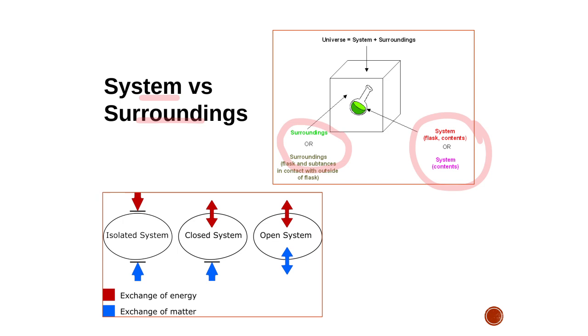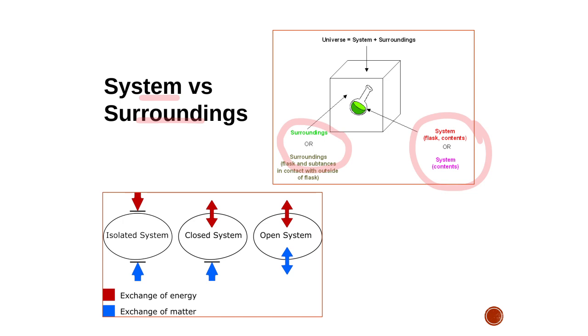So if your system was a physical change, like water boiling in a pot, the water boiling would be your system, and anything else would be the surroundings. The pot would be part of the surroundings, the air, the stove that it's sitting on, etc.